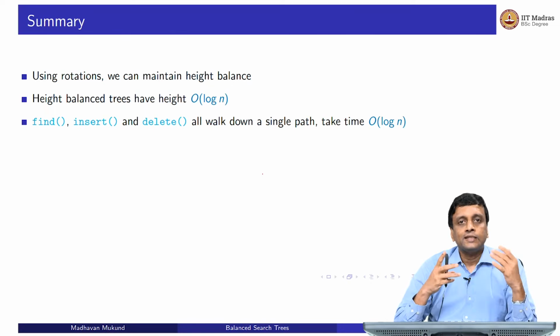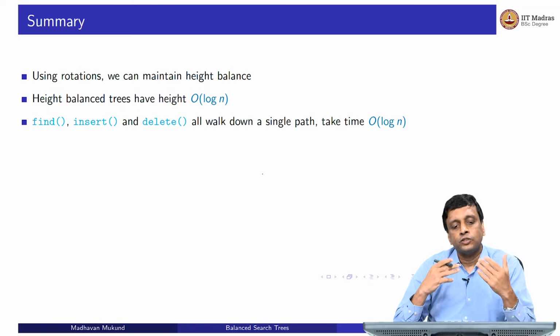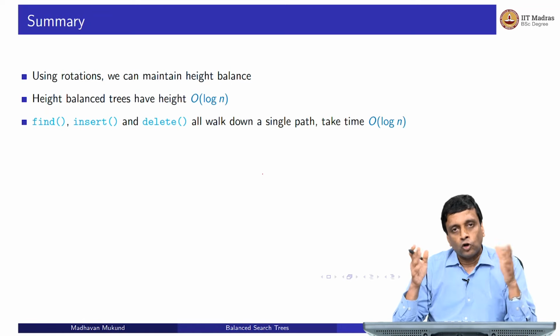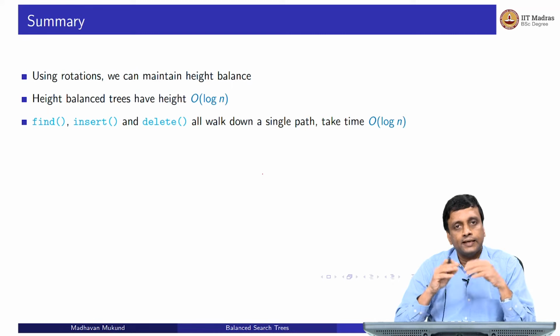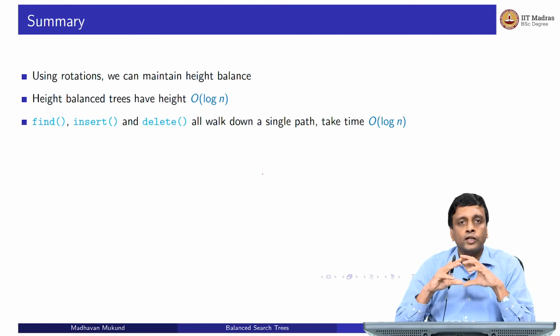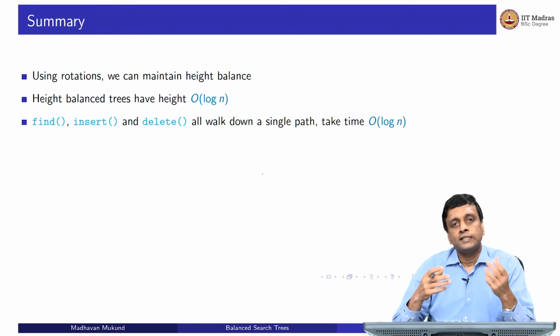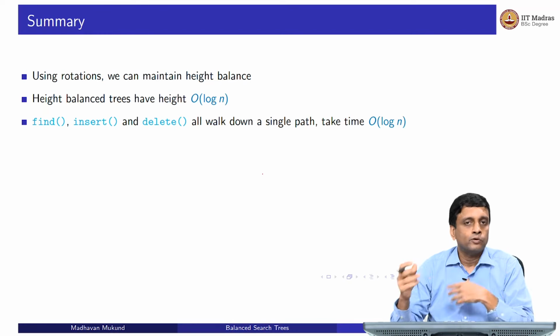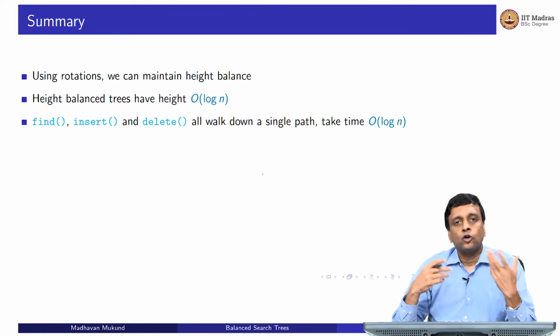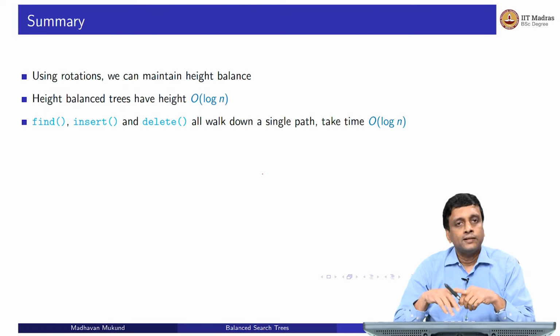So this guarantees that whenever I do find, search, or insert or delete, which walks down a single path in the tree, that cost is never more than logarithmic in the number of values that I am maintaining. So overall, over a sequence of n such operations, no matter which of these operations it is, it's not going to cross n log n. So that's the beauty of balanced search trees.